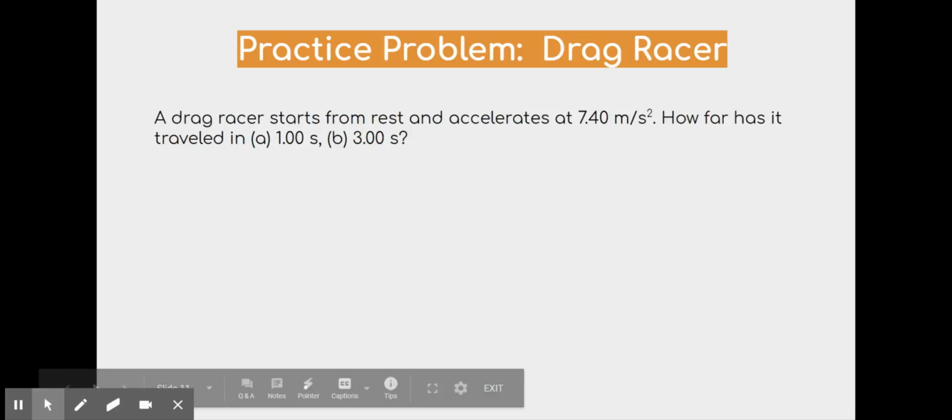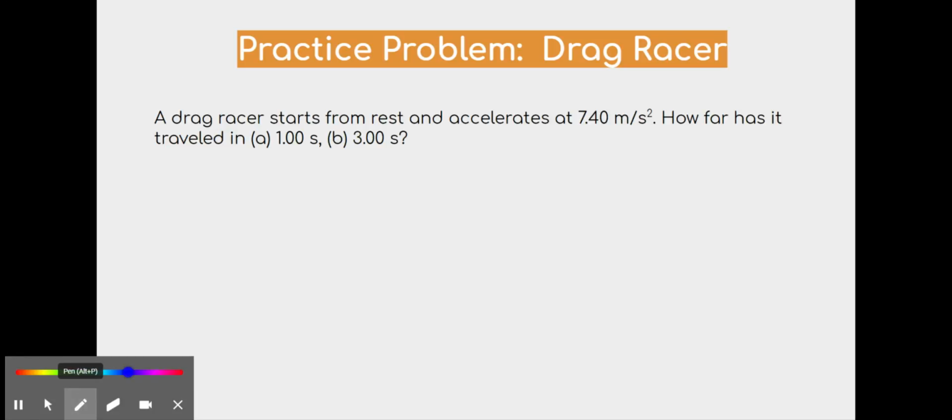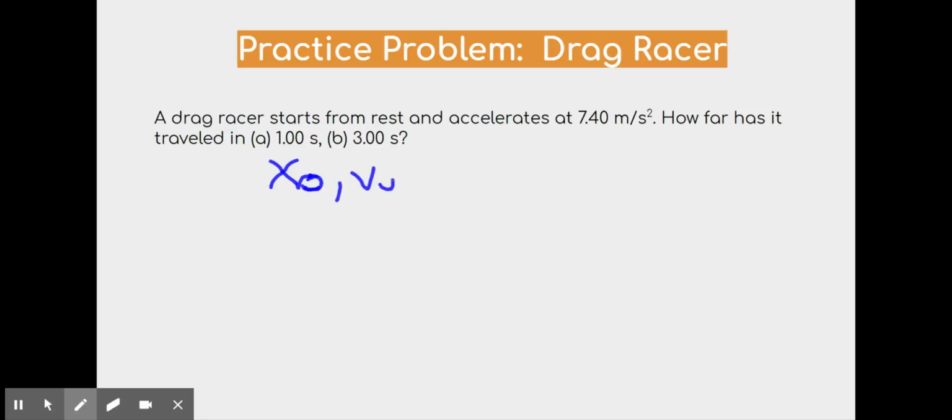Now, let's look at one that's a little bit different. Not too different, though. We have a drag racer who starts from rest. Okay, please remember that rest is going to tell us our initial position. So we know x naught. We know our initial velocity. Rest means our initial velocity is 0. We know the acceleration, and we know the time. We want to know how far it has traveled. So we want to know its final position. Okay, this means we want to know x final, which is just x.